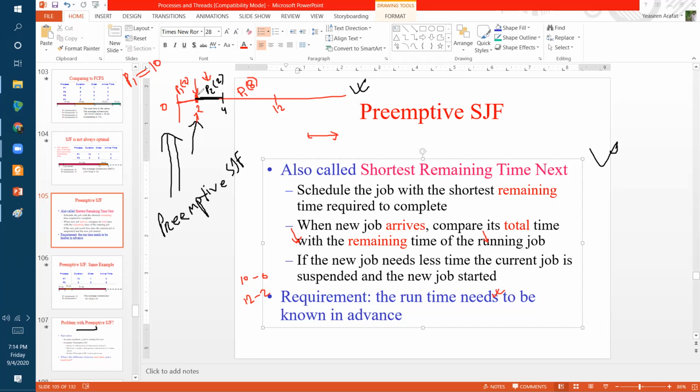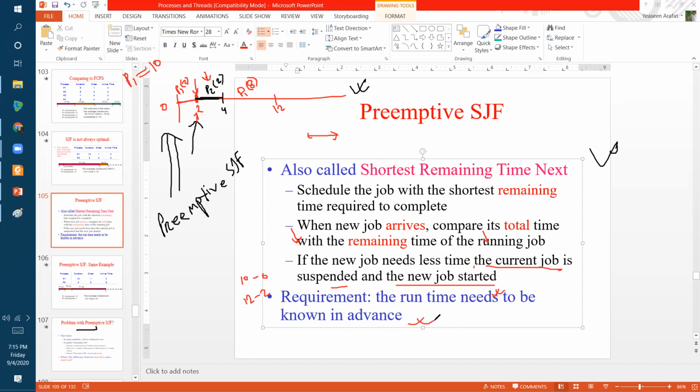So if the new job needs less time, then the current job is suspended and the new job started. The current job is suspended by the scheduler, and the current status of that job is also saved by the scheduler. Then the scheduler gives the CPU to the newly arrived process. Then the new job starts. The requirement is that the runtime needs to be known in advance.